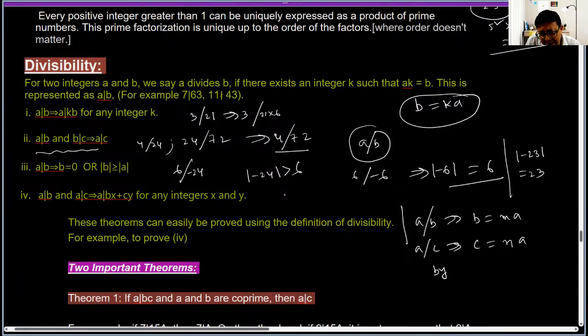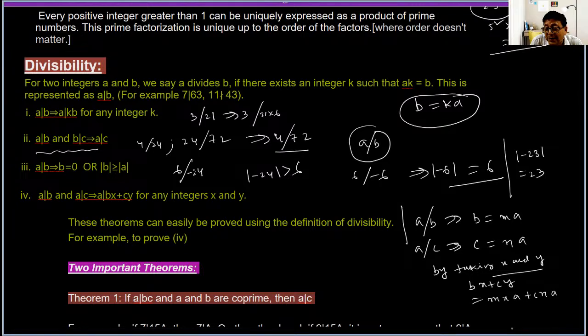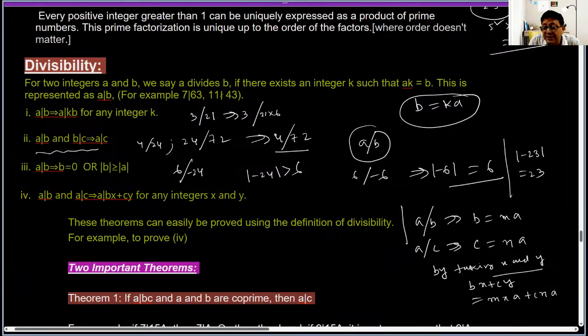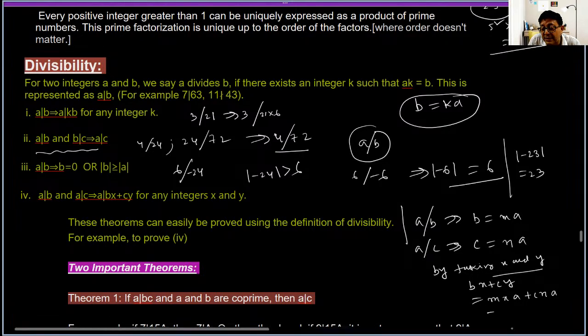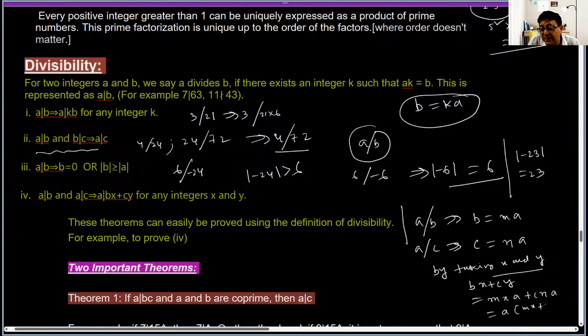Now x and y are integers. By taking two integers x and y, if you find Bx plus Cy, what do I get? Multiplying, it is going to be mxA plus nyA. Here, m, x, n, y all are integers and A is a common factor, so A times (mx plus ny).